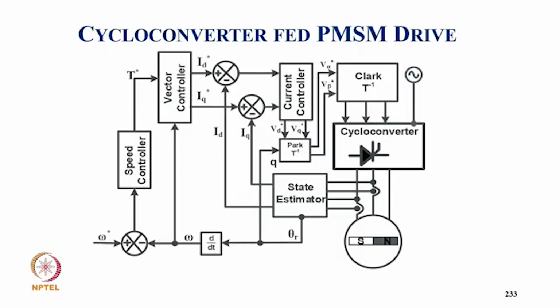And this is the control of a cycloconverter with sensors. So we sense voltage and current, and we can estimate the position and speed. From the speed control we get the reference torque, and from that we get the IDIQ reference, and then we have the estimated IDIQ, and we have a current controller to get VDVQ. Then we use the inverse Park to get V alpha beta, and then from inverse Clarke we get the voltage references for control of the cycloconverter.